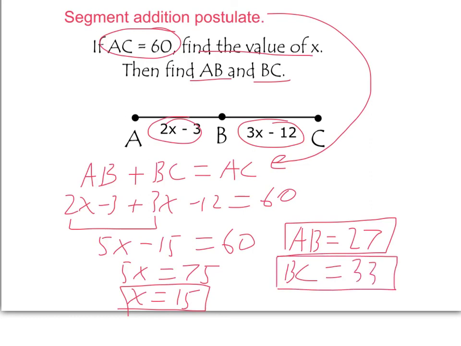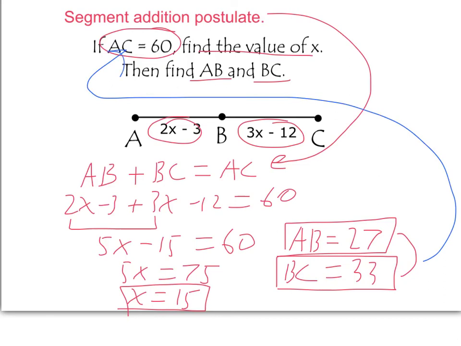And I can check my work to make sure that those two do in fact add up to 60, which is what I'm expecting, and sure enough, they do add up to 60. AB here is 27, BC is 33, they add up to 60, so it looks like I did it right.